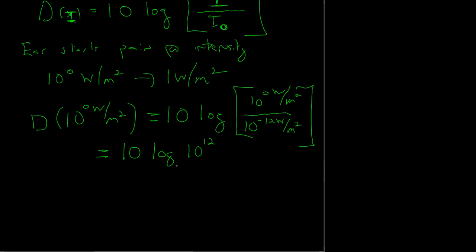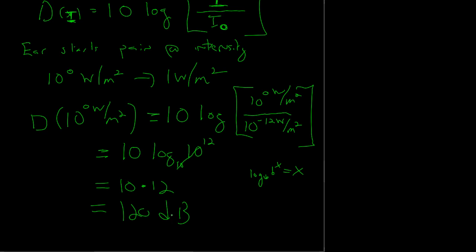Well, my rule is log base 10, I'm going to the 10th power. Remember I said the magic sauce was log base b to the x gives me x. Common log is to base 10. So I'm going to mentally think these cancel each other out. And that gives me 10 times 12, or 120 decibels.